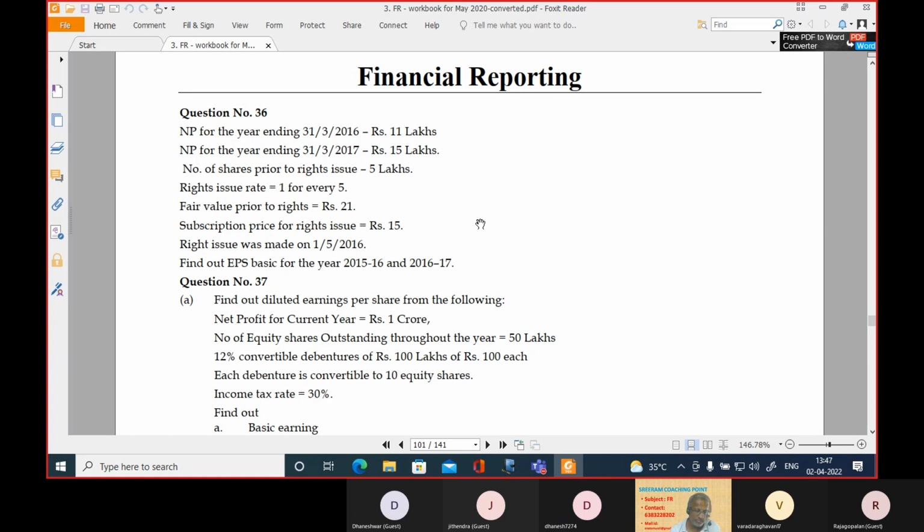Now let's go through the problem. Net profit for the year ending 31st of March 16 is 11 lakhs. For that, they have given you the number of equity shares as 5 lakhs. And then they are talking about fair value prior to rights as 21, but the subscription was taken up at 15. The rights issue was made on 1st of May. They follow an April to March accounting year, and we are expected to take it up for the 2 years. In fact, 3 computations that we have to work out.